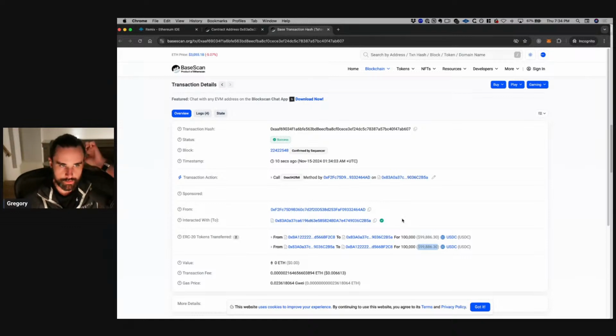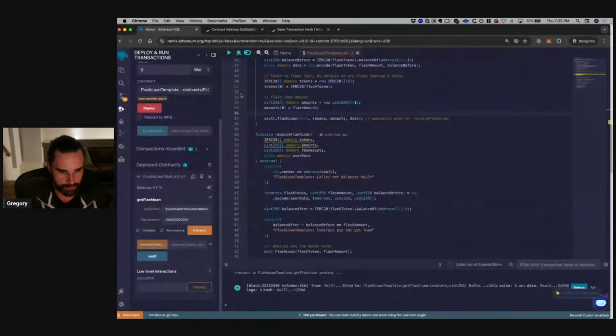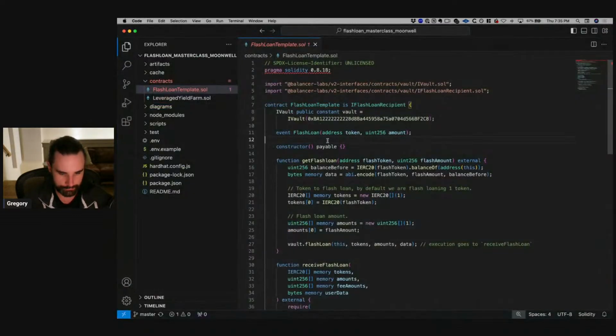Okay, so now that we have taken out the flash loan and performed it inside of Remix, just a basic example, I want to explain this smart contract and the code that's inside of there. The best way to do this is to go back to my text editor in VS Code. Inside your contracts, the flash loan template, you can see this here.